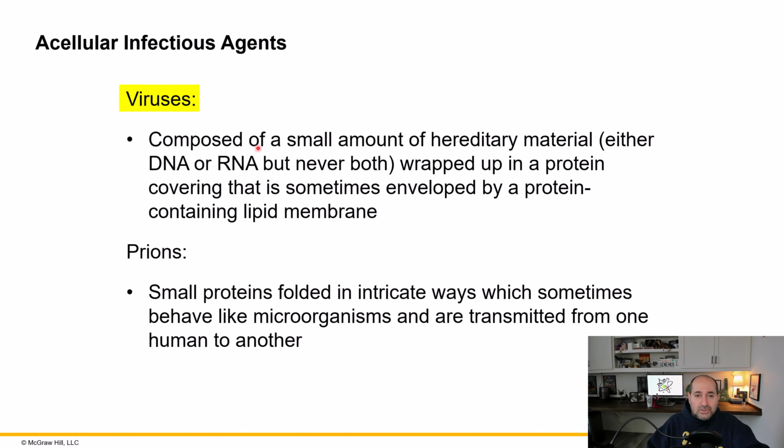Viruses are composed of either a DNA genome or an RNA genome, and it's wrapped up in a protein coat. So it's basically DNA or RNA with a protein coat, and that's not a living entity, okay? And then prions as well. Prions are just proteins that are misfolded, that cause disease, that are communicable.